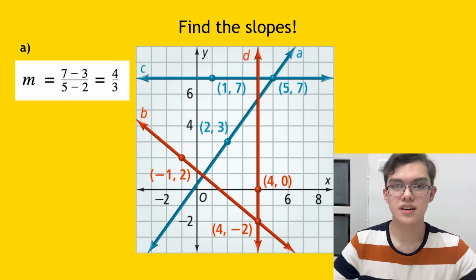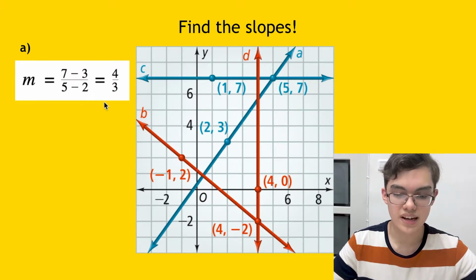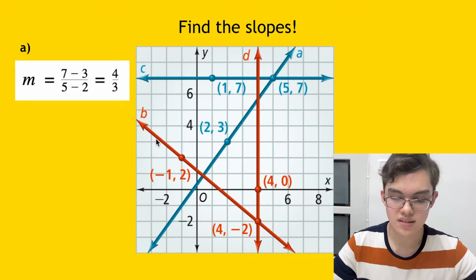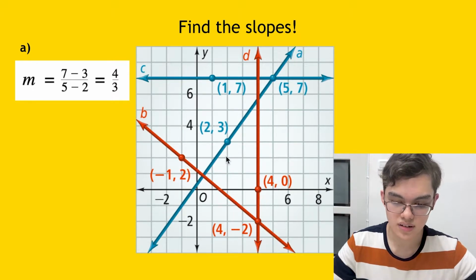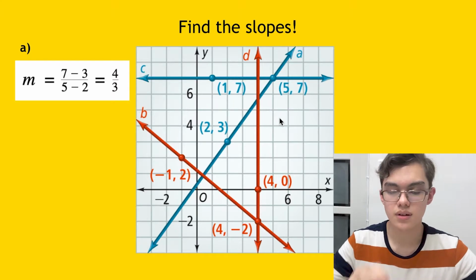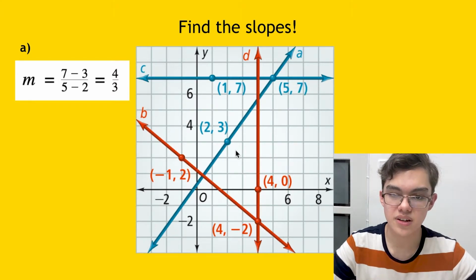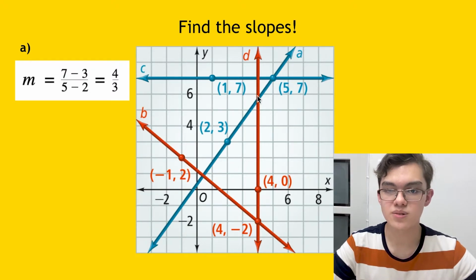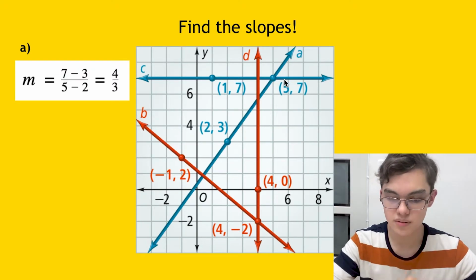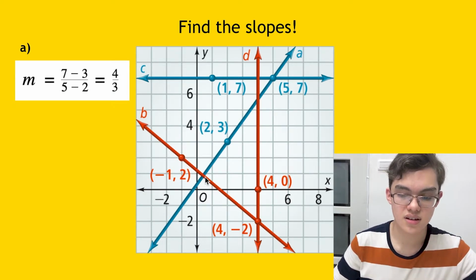So hopefully you've got all the answers, but if you haven't, we'll do them together. So the slope of line A is going to be 4 over 3. Our rise is going to be 7 minus 3, because our first set of coordinates here is (2, 3), and our second set of coordinates is (5, 7). So our y2 is 7 and our y1 is 3. So y2 minus y1 is 7 minus 3, which is 4. That's our rise, our vertical distance. It's going to be 4.